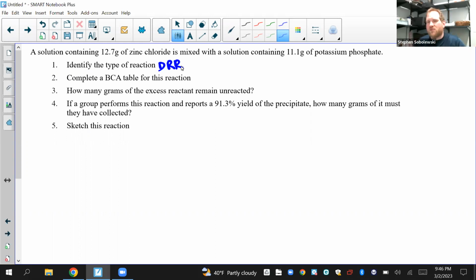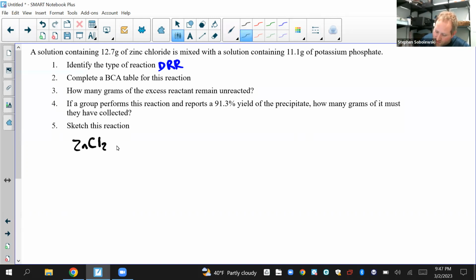But a BCA table is basically just, it's nothing new. It's just a way of organizing a problem that I feel kind of makes it easier to follow, especially if the problem has a lot of stuff you're being asked. Okay. So to start with the BCA table, we start with a balanced equation.